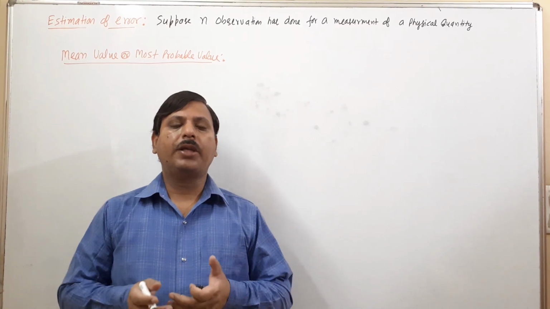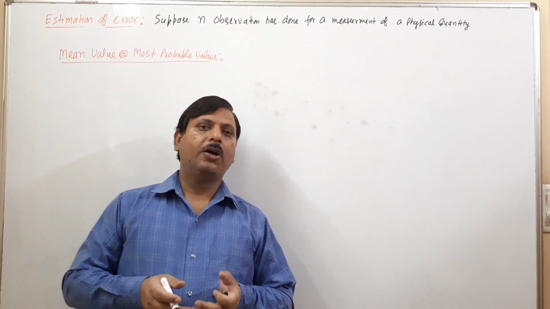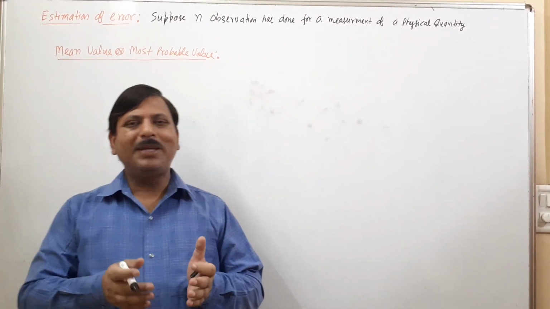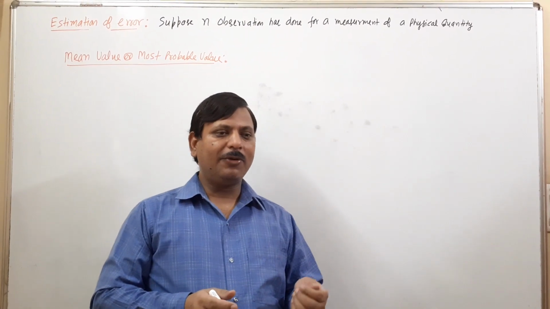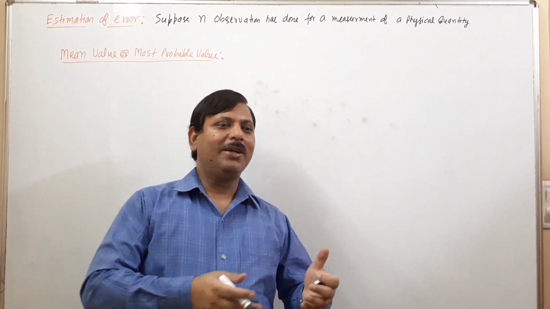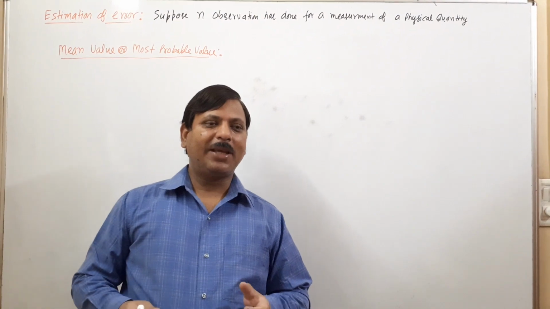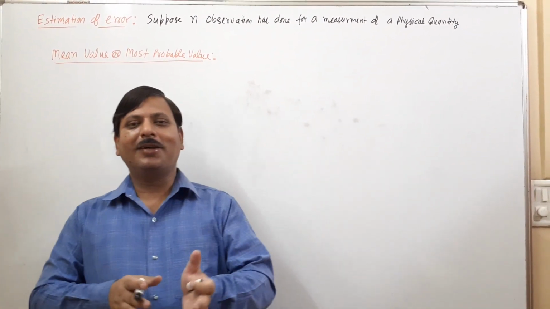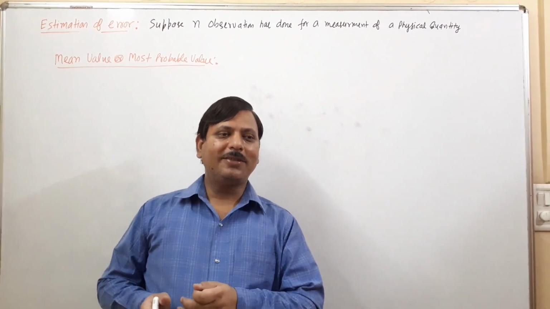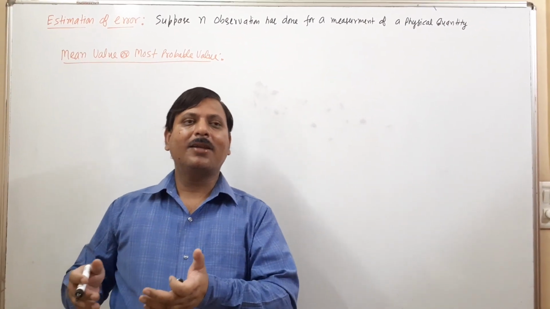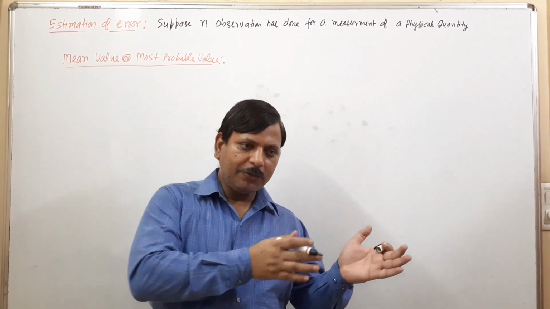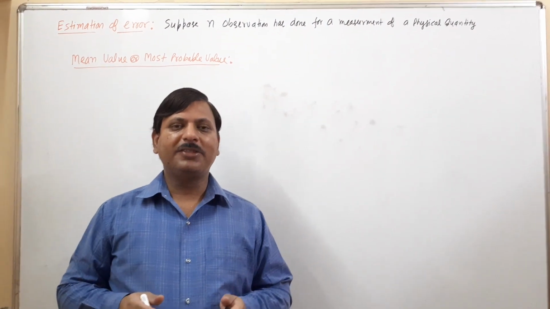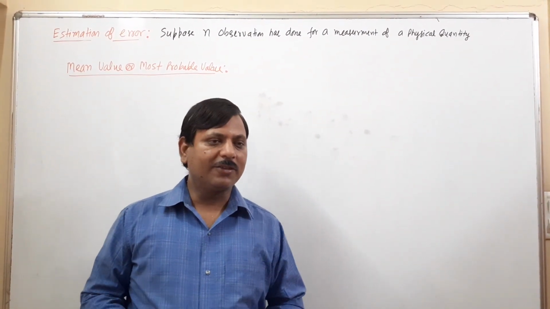Today we are going to talk about the estimation of error. How will we estimate the error for any measurement? We have to do many observations. For an experiment we will not take only one observation. We will take 2, 3, 4 sometimes. The more observations we take, the more correct or accurate the value will be. For accuracy of the measurement, we take many observations or measurements of a physical quantity.